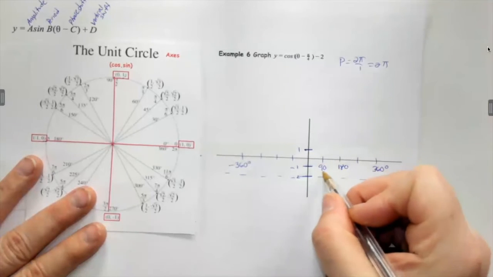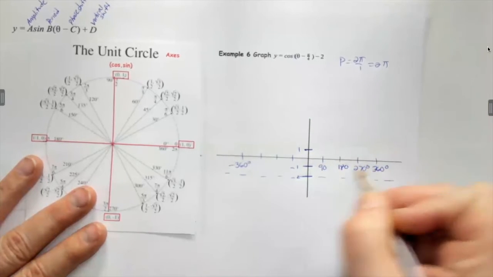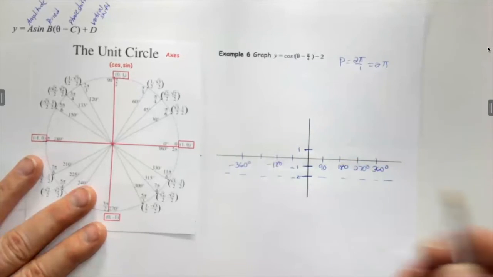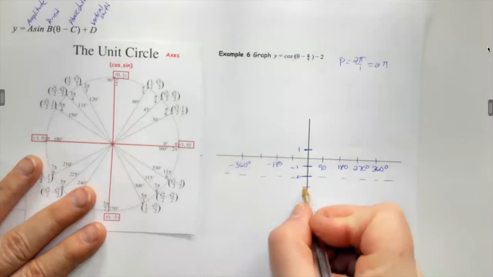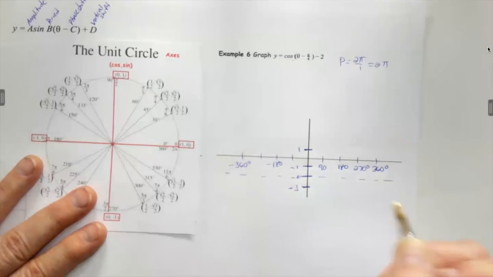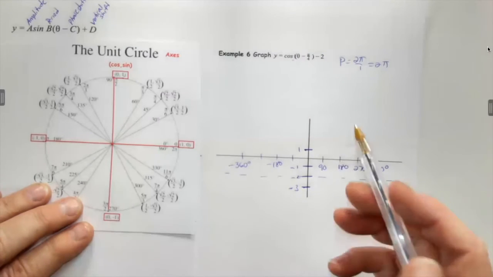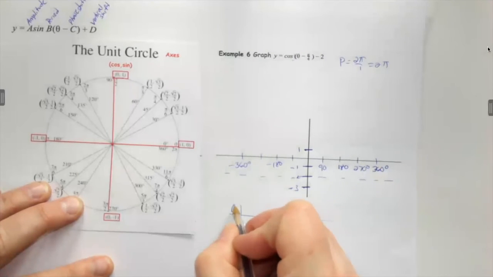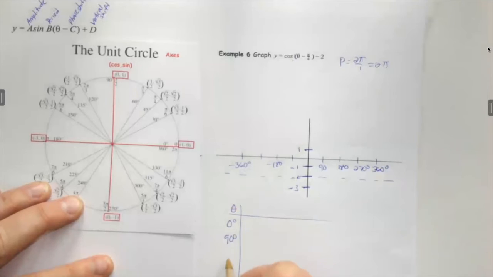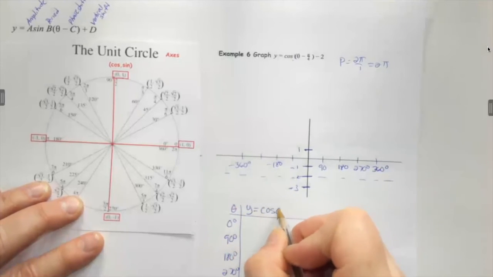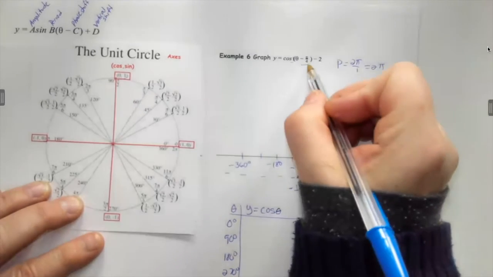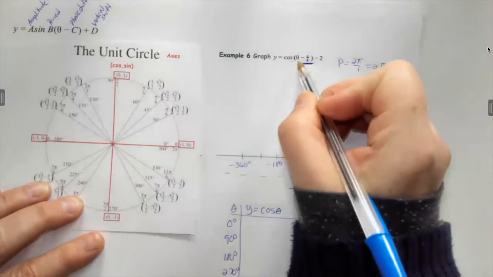We are going in increments of 90 degrees, 180, 270. Our amplitude is 1, so we want to be 1 below here. The angles that we're using are 0, 90, 180, 270, and 360. We are starting with y equals cosine theta. We're going to do the phase shift last. So we're going to look at cosine theta minus 2.